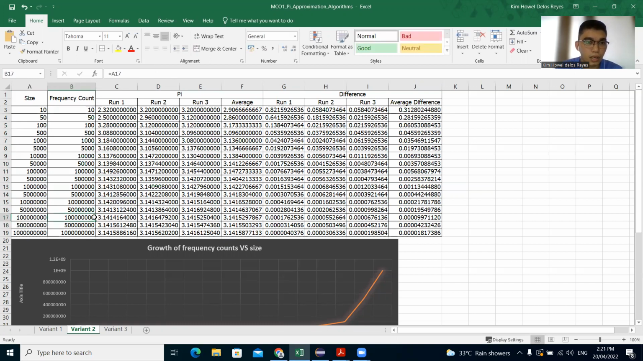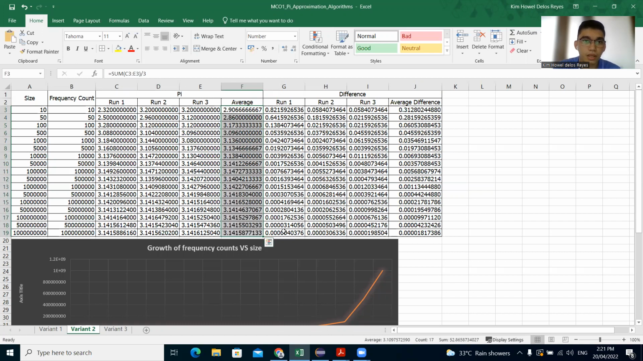500 million, sorry. So we can observe here that it's 3.145, 3.14156, 3.14154, 3.14147. Okay, and as we increase size, as we double the size, we observe that it's getting closer and closer to the actual value of pi. Okay, and then we compute the average using these 3 runs. Looking at the average, it's getting closer to the actual value of pi.